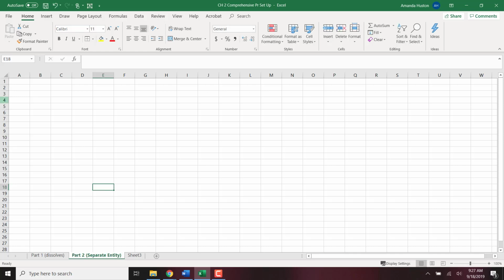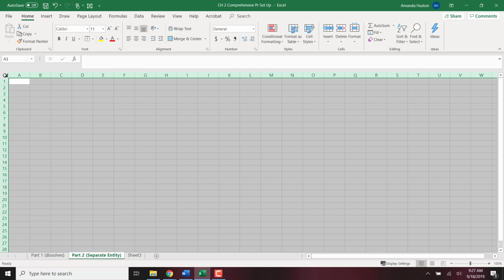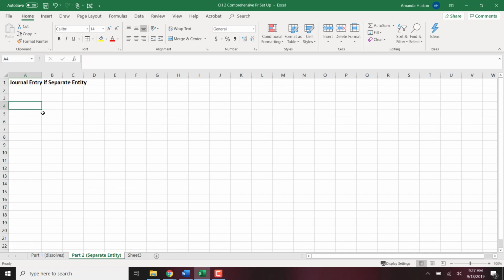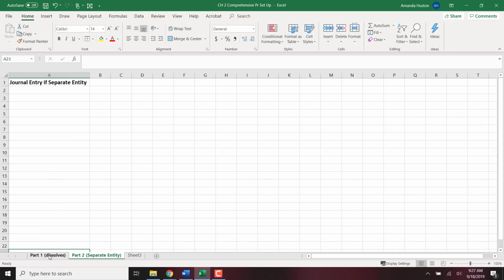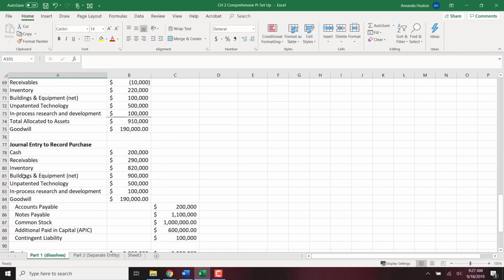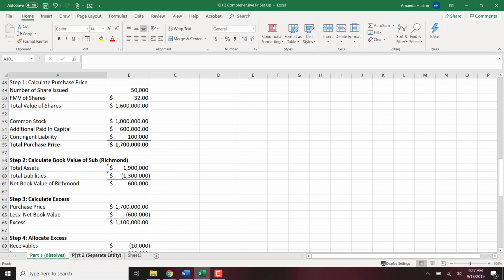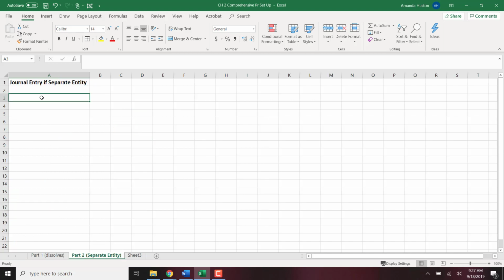Okay. So I'm going to make this screen bigger so it's easier to watch. So journal entry if separate legal entity. On the journal entry, the purchase price is still the same, right? So all this information that I calculated over here is still the same. It's just that we're going to make separate journal entries, and then we're going to consolidate the worksheet.